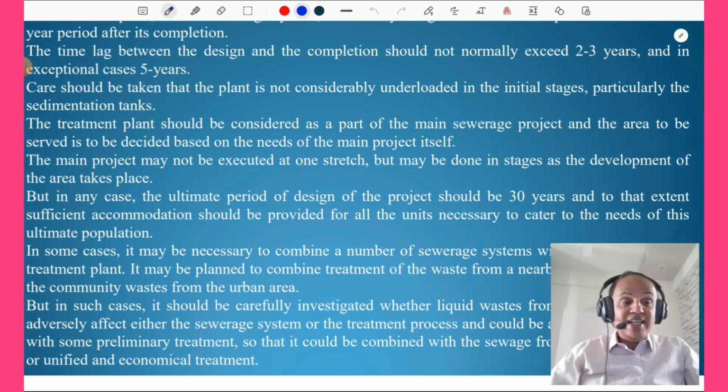Phase 1 contains the aeration of that sewage or sedimentation of that sewage. Phase 2 contains the flocculation or filters. In such stages we can construct that sewerage project. But in any case, the ultimate period of design of the project should be 30 years, and to that extent sufficient accommodation should be provided for all the units necessary to cater to the needs of the ultimate population. So, forecasting of population is very important in the design, and that forecasting of the population is for 30 years.